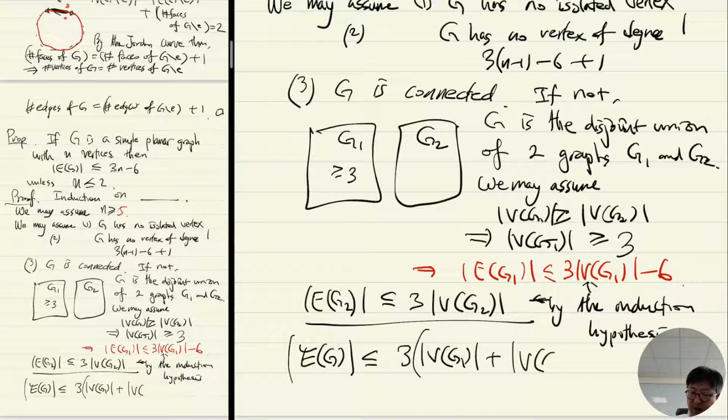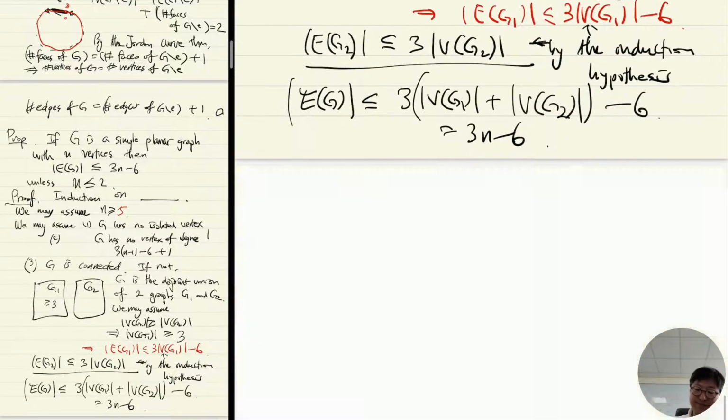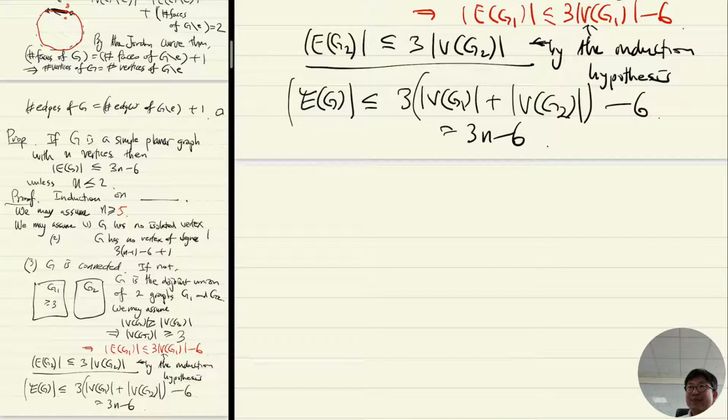So if you add them together, then you get what you wanted, right? So this is 3n minus 6. Therefore I can assume the graph is connected, otherwise we get it by induction. Alright. Now, by the same argument, we can assume the graph is 2-connected.